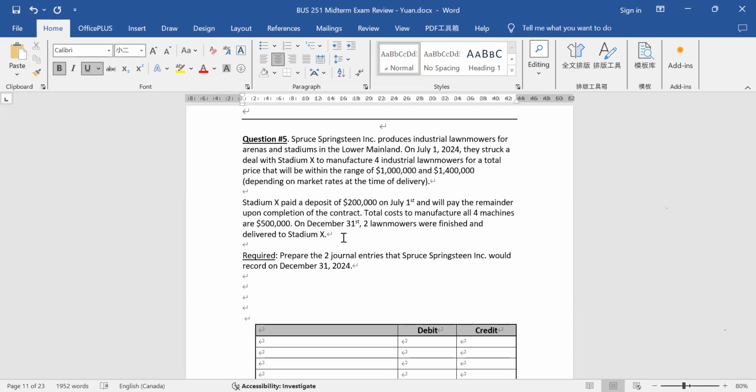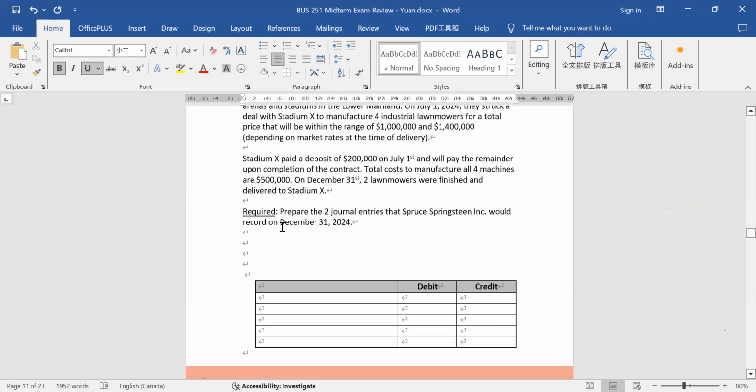Total cost to manufacture all 4 machines is 500,000. On December 31, 2 lawnmowers were finished and delivered to Stadium X. So we are required to prepare the 2 journal entries on December 31, 2022. Okay, so let's get started.